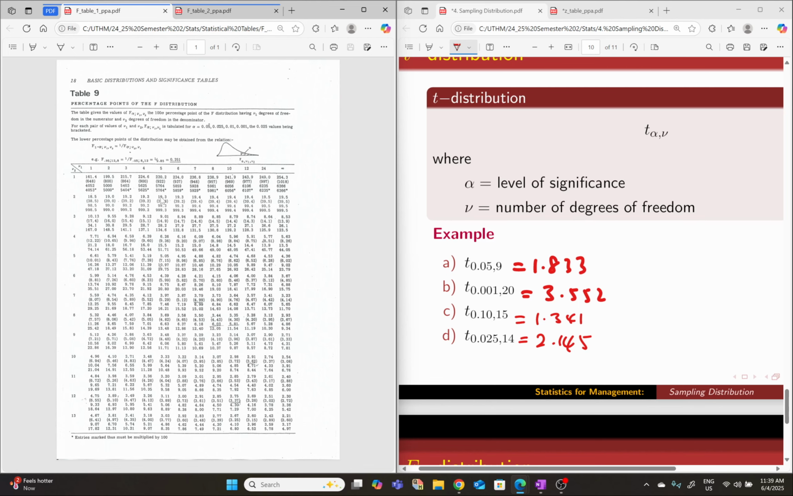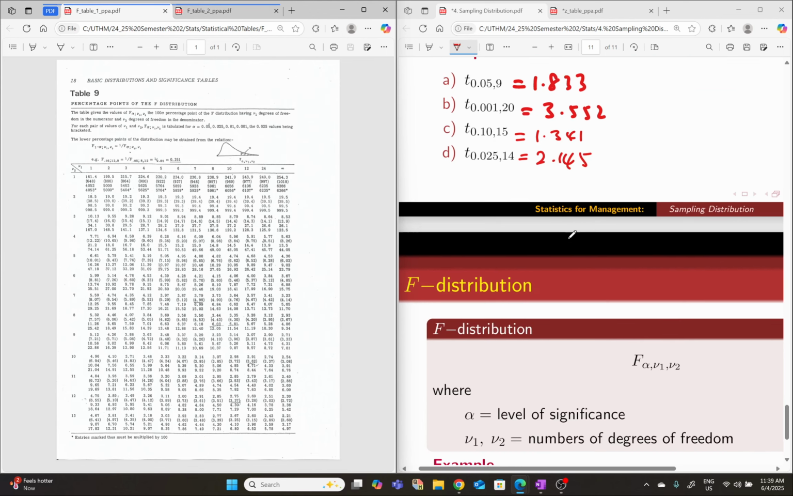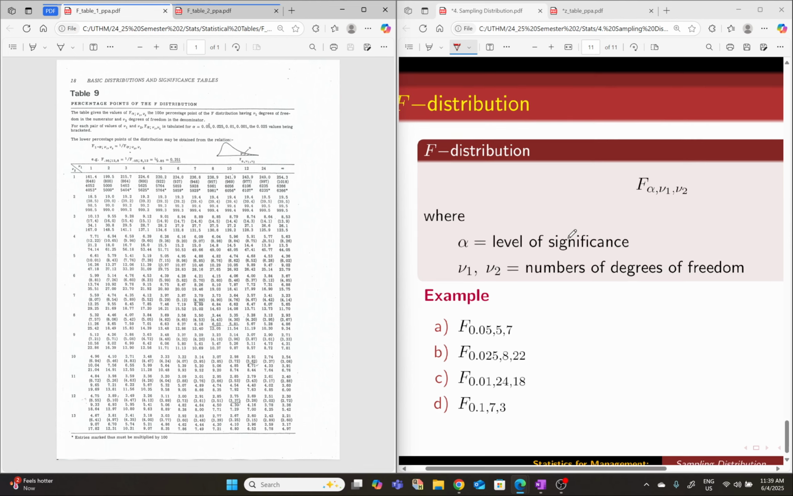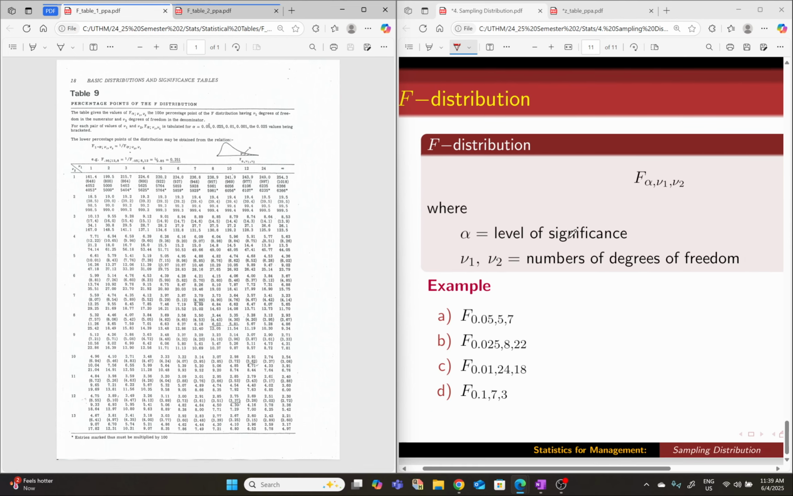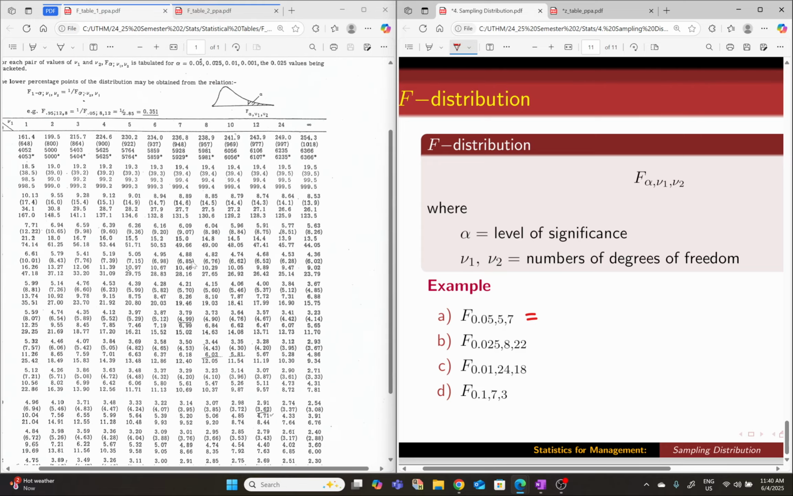We're going for the F table. The F table has 2 pages. It's a very big table, so I give you 2 pages. Okay, F is also something like this. Level of significance, and the number of degrees of freedom. It has 2 degrees of freedom, V1 and V2. So how to read this table now? Same thing, but in this case it will be different. This table is a bit different.